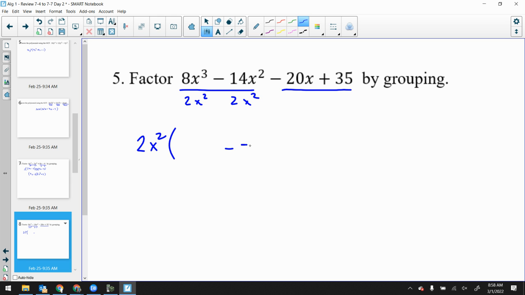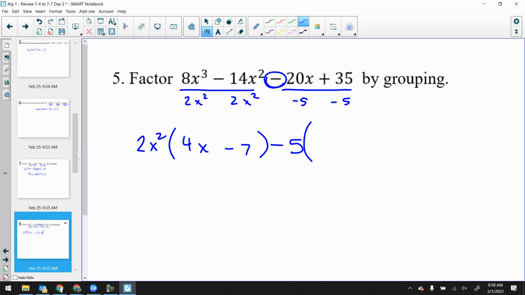-7. What's left over here? 4x. Good. And then what's my GCF out of my second set? -5. And I'm glad you said -5. Why did you say -5? Because there's a negative out front. Yeah, because that right there.